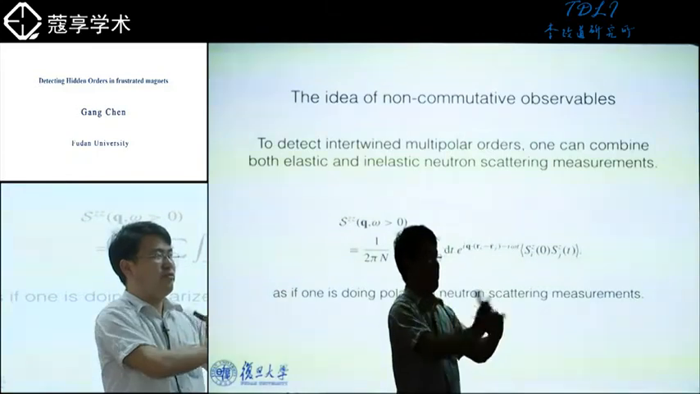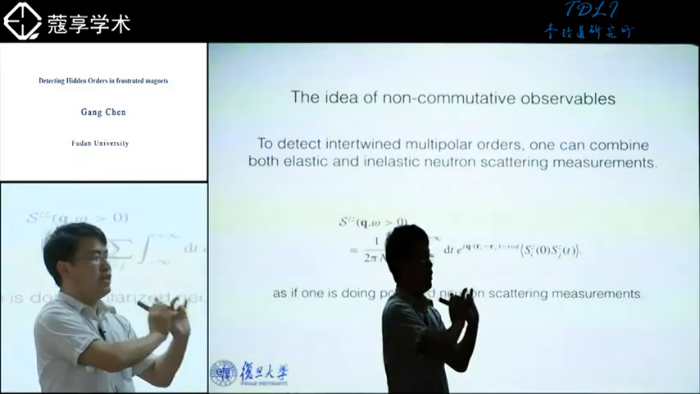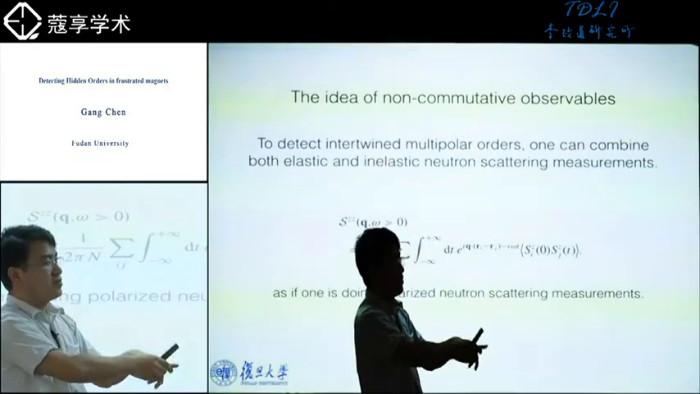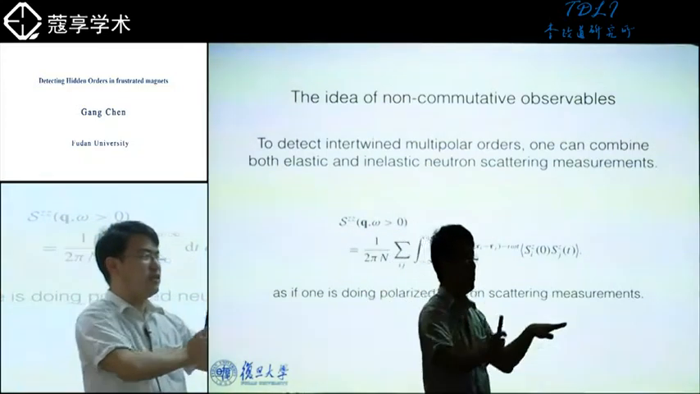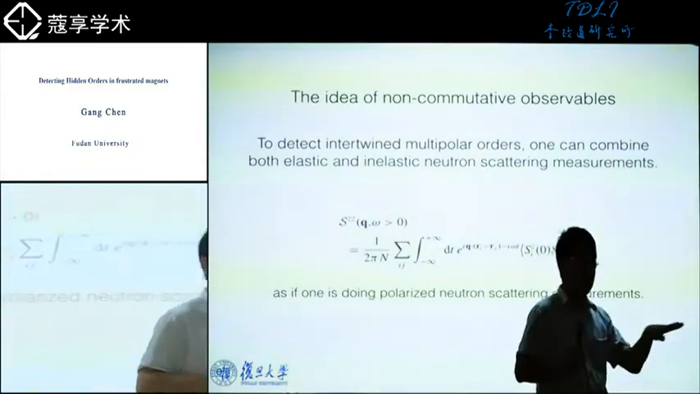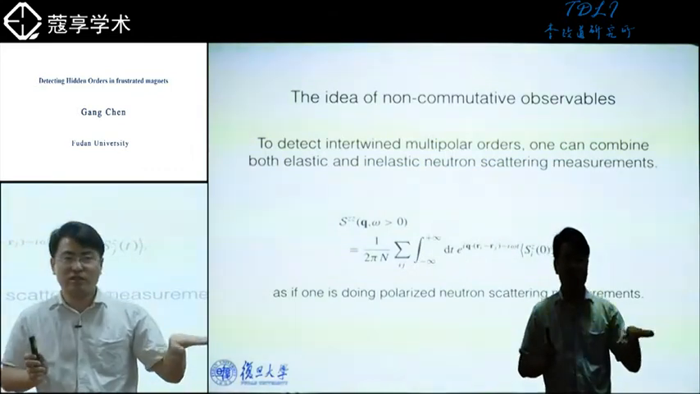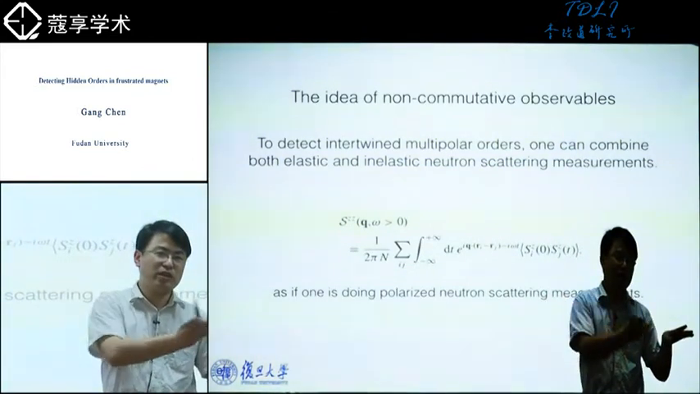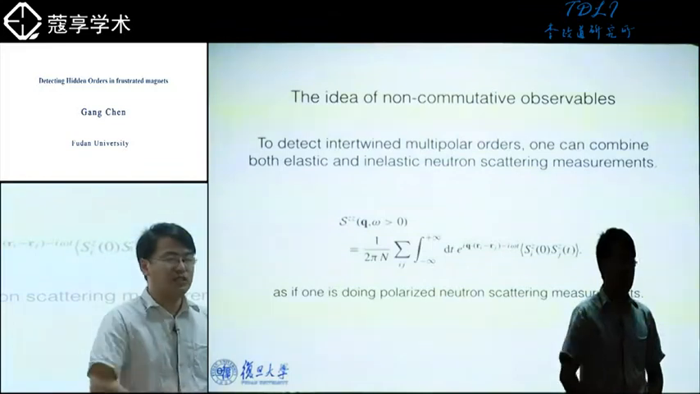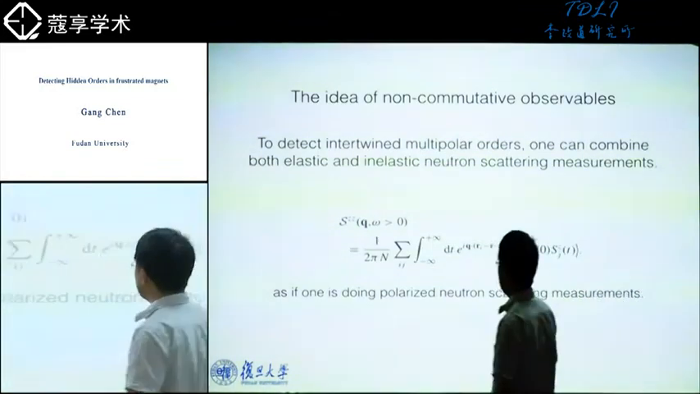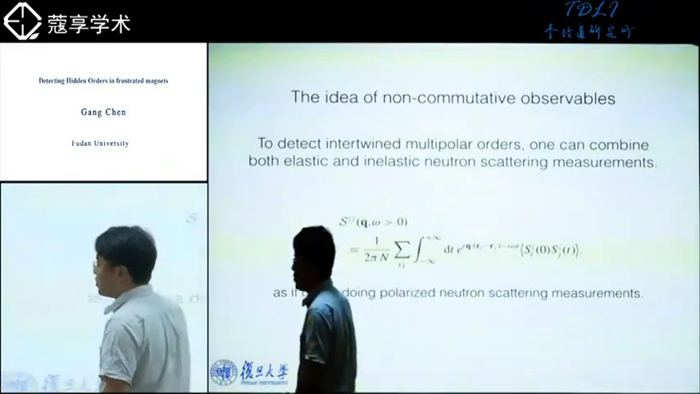You are creating a flipping event. You are creating a coherent spin excitation. Create a coherent excitation within the Hilbert space of these hidden order parameters. So you are creating coherent excitation, and these coherent excitations are recorded by inelastic neutron scattering measurement.